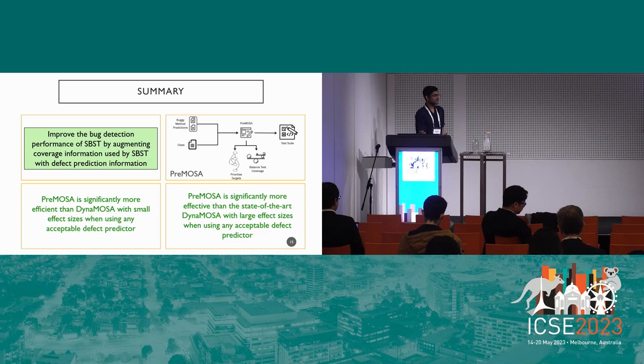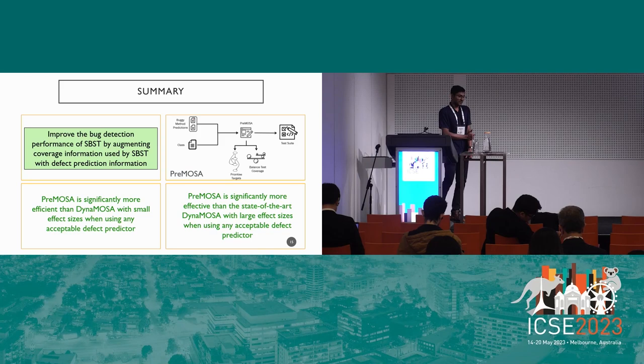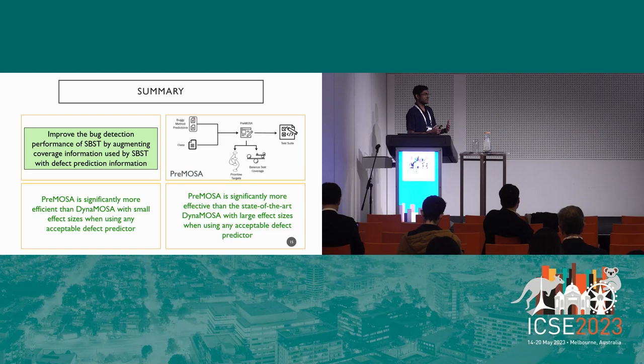Okay. Again, a good question. So we use the EvoSuite tool, which has the fitness functions defined, such as the approach level and the branch distances. So we use the branch coverage. So the fitness function depends on EvoSuite.